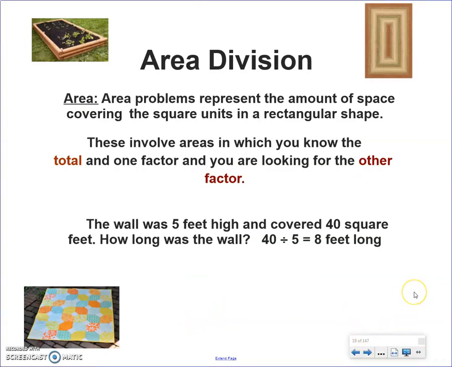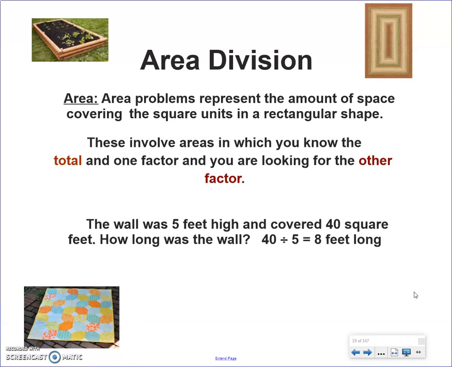Today we're going to be solving area division story problems. Area problems are problems that represent the amount of space covering square units in a rectangular shape. Area division problems involve areas where we know the total amount and one factor, and we're looking for the other factor. An example would be, the wall was 5 feet high and covered 40 square feet. How long was the wall?